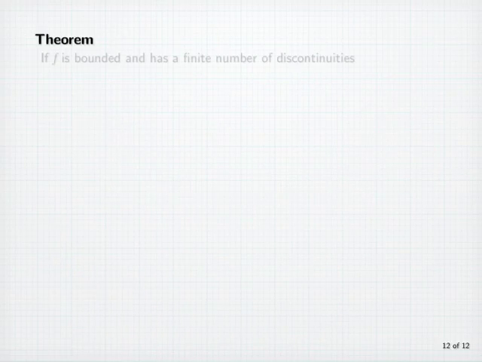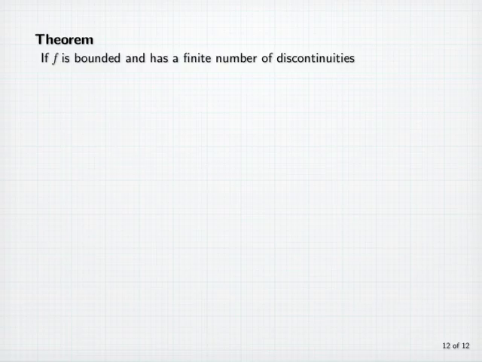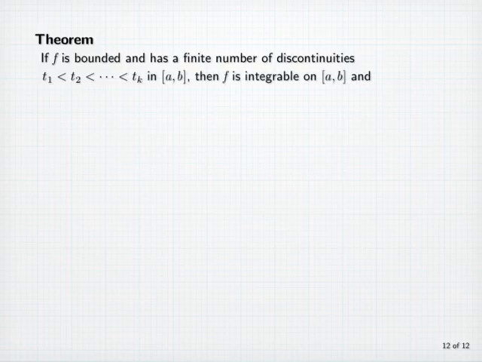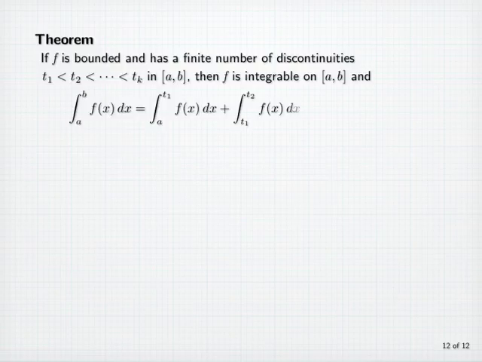A theorem. If f is bounded and has a finite number of discontinuities, t1 less than t2 and so on less than tk in the interval ab, then f is integrable on ab, and the integral from a to b is equal to the integral from a to t1 plus the integral from t1 to t2 and so on up to the integral from tk to b of f of x dx.